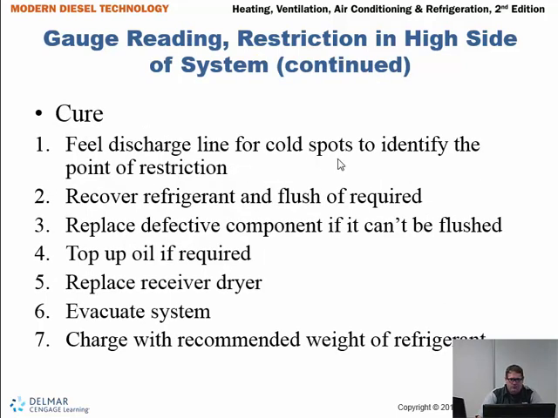All right, let's look at the cure here. Feel the discharge line for cold spots to identify the point of restriction. Recover the refrigerant and flush if required. Replace defective component if it can't be flushed. Top up with oil if required. Replace the receiver dryer. Evacuate the system and charge with the recommended weight of refrigerant.